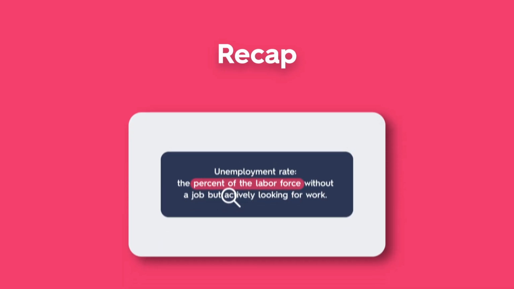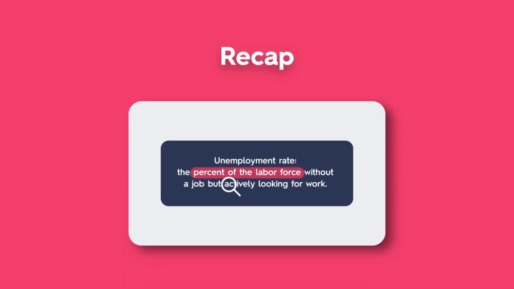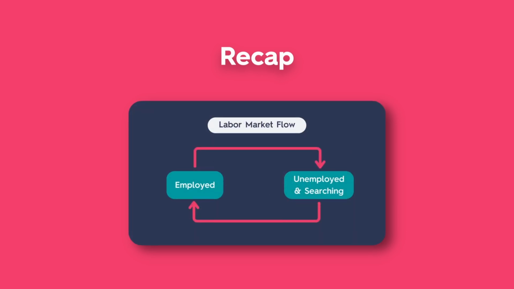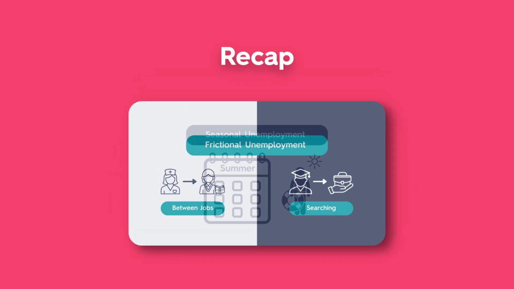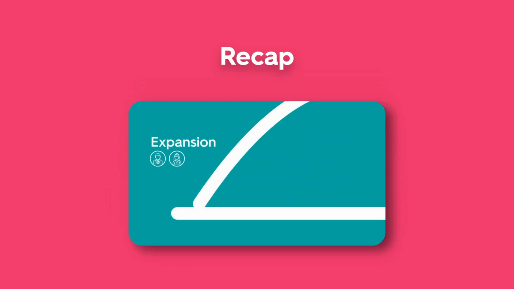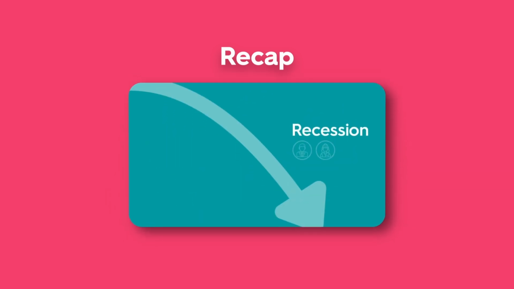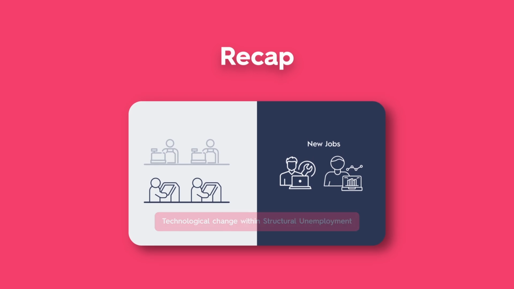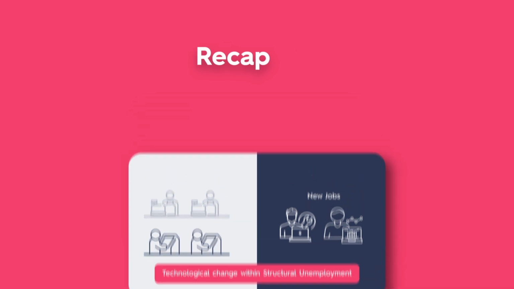To wrap it up, here are the key takeaways. Unemployment counts people without a job who are actively seeking work. Frictional and seasonal types are short-term. Cyclical rises in recessions and falls in expansion. Structural, including technological change, calls for long-term solutions like training and mobility support.